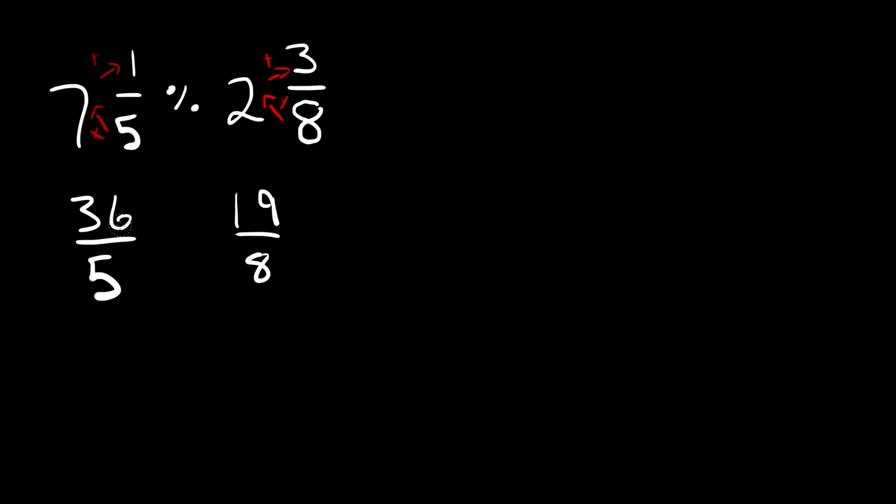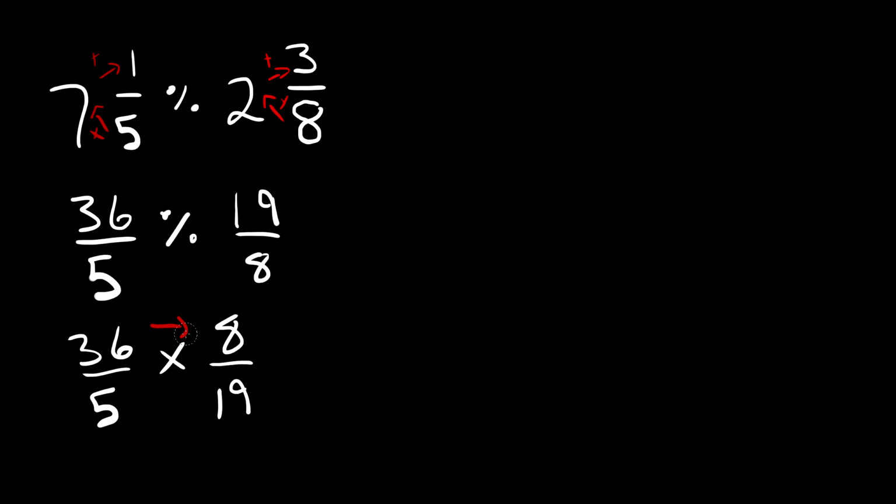So our new problem is 36 over 5 divided by 19 over 8, but this is division of fractions, so what we must do is rewrite the problem and flip the second fraction and change it to multiplication, so 8 over 19. Now that we have this written, all we have to do is just multiply straight across, so 36 times 8 and 5 times 19, which gives us 288 over 95.